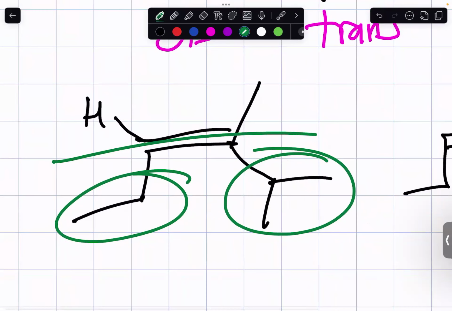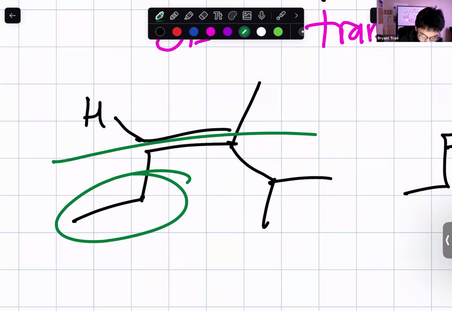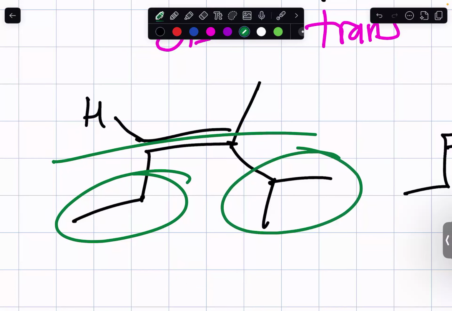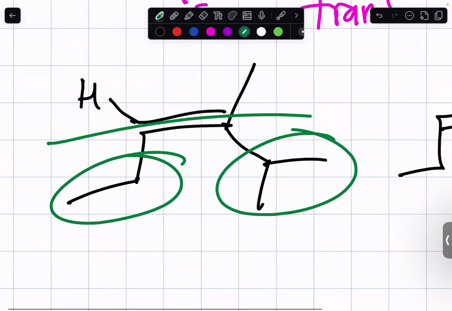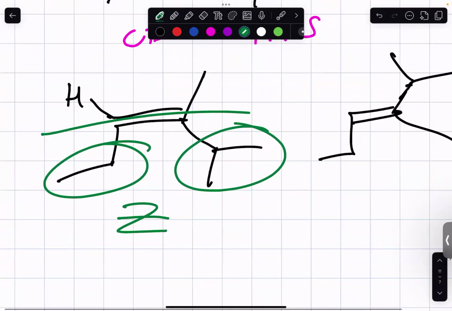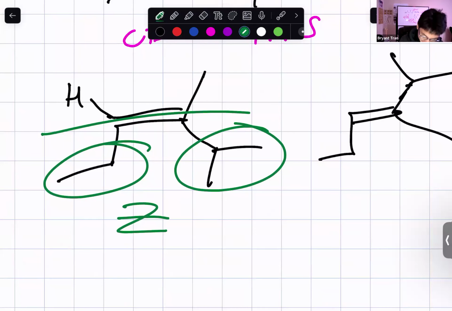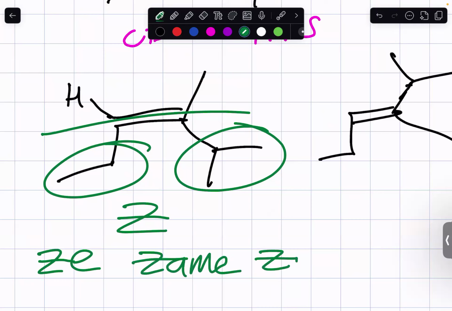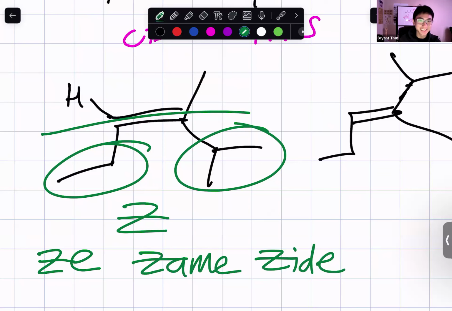And they're both on the same side, so that would be cis. Oh no, we cannot say cis. We can't say that. So it would be Z. And why can't we say cis? Because there's more than two substituents. Yes, and you can think of Z as the two groups being on the same side. Yes, that's good.